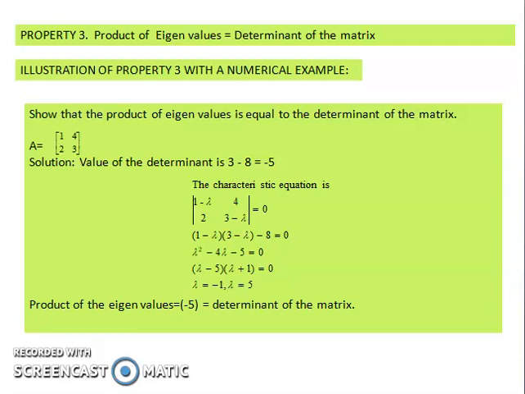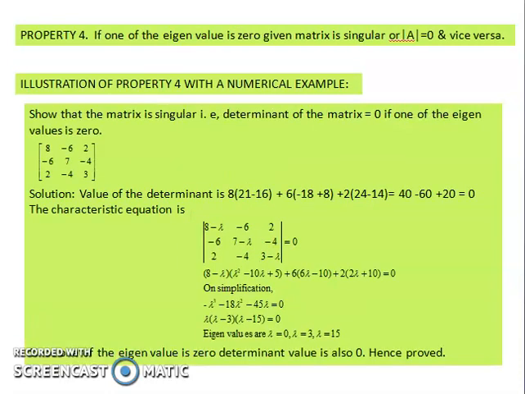Property 3. The product of eigenvalues is equal to the determinant of the matrix. Again I have a 2 by 2 matrix, 1, 4, 2 and 3. So the determinant value is nothing but 3 minus 8, which is minus 5. Again I have to find the characteristic equation and determine the eigenvalues. So the eigenvalues are minus 1 and 5, whose product is again equal to minus 5. Hence the product of the eigenvalues is equal to the determinant of the matrix.